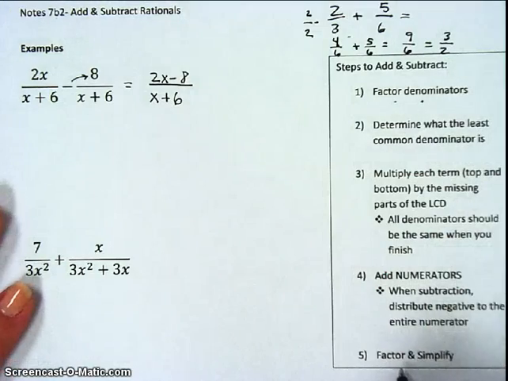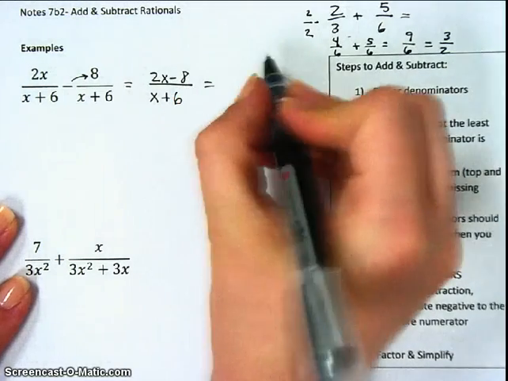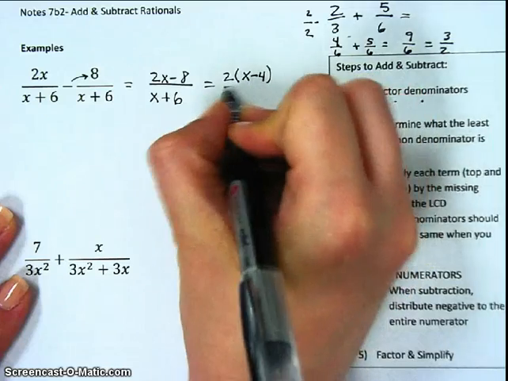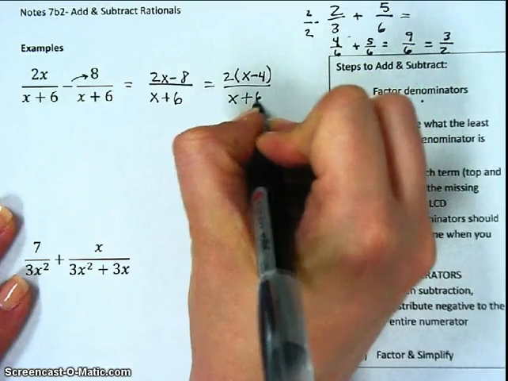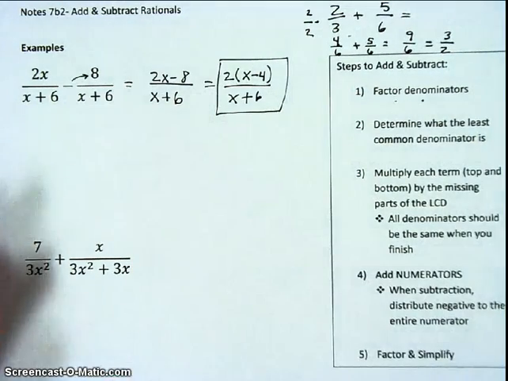We want to factor and simplify just to make sure nothing reduces. So here, both of those have a common factor of 2. Take that out. We'd have 2 times (x minus 4) over x plus 6. Nothing reduces, so this is your answer. And you want to leave it for me in that factored form.